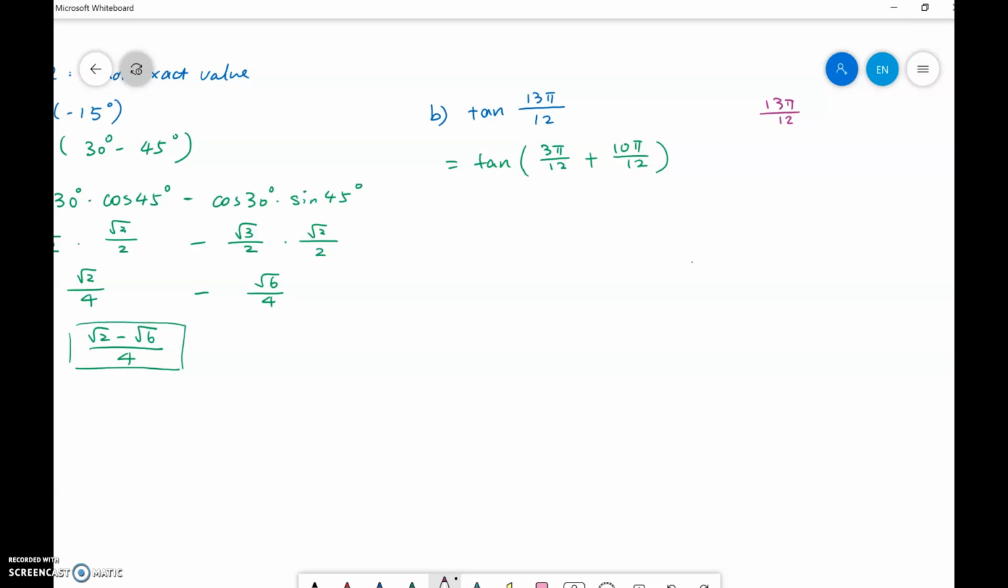I know my special angles are either pi over 3, pi over 6, pi over 4, pi over 2, or pi. So I want to see how I can separate it and also simplify it so the denominator 12 can become a 3, a 6, a 4, or a 2, or just completely disappear. For this situation, I can break the 13 into 3 and 10, where 3 pi over 12 simplifies to pi over 4, and 10 pi over 12 simplifies to 5 pi over 6.